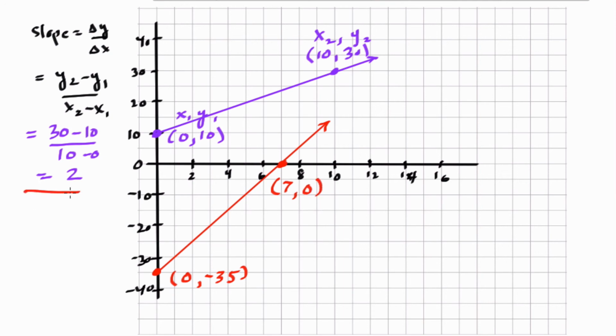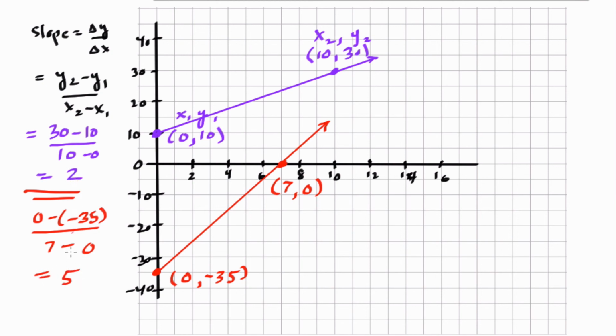Now let me do this. y2 minus y1. y2 is 0. Minus y1 is negative 35. Divided by x2 is 7. Minus x1 is 0. So 0 minus negative 35 is 35. 7 minus 0 is 7. 35 over 7 is 5.